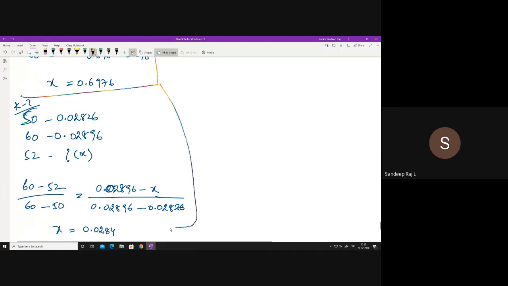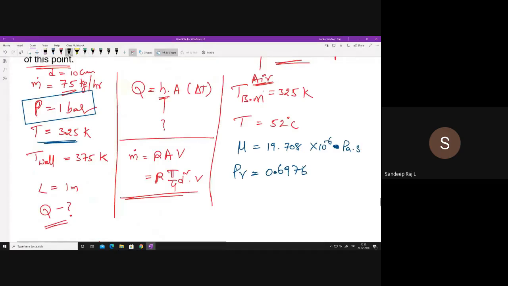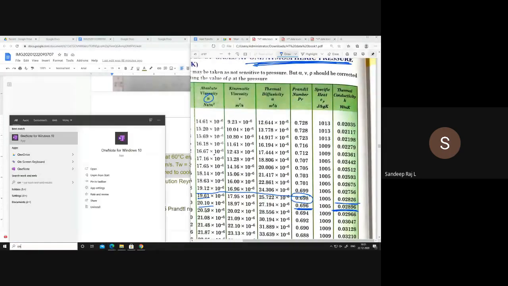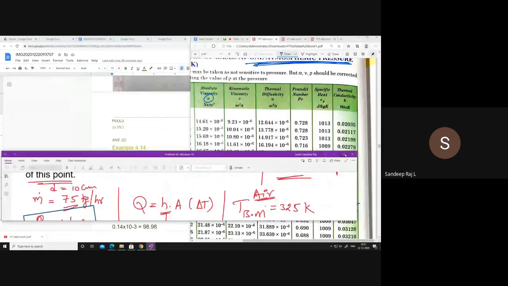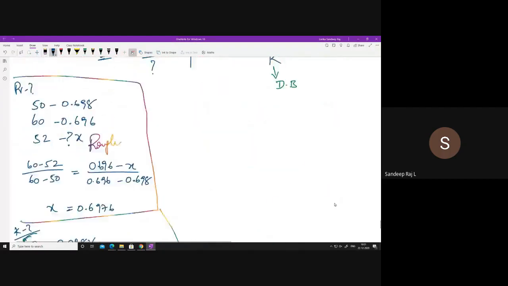Again, this is your rough work. The K value is 0.0284 watt per meter Kelvin. So you have everything with you now.